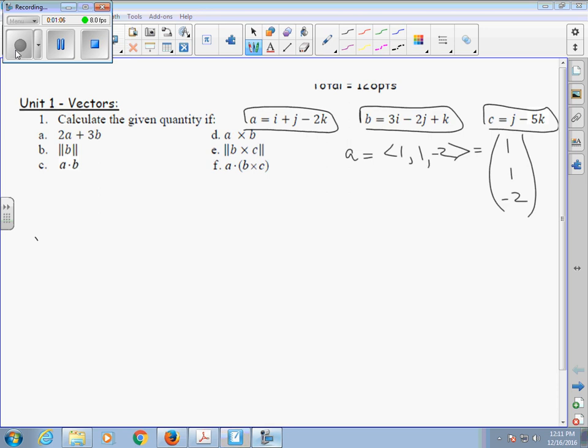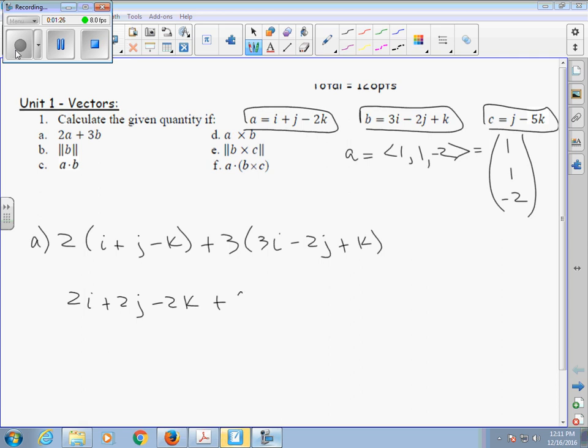Okay, A is saying we are going to take 2 times A, which is I plus J minus K, plus 3 times B, which is 3I minus 2J plus K. You're going to do this in linear combination form. So the 2I plus 2J minus 2K distributed in, plus 9I minus 6J plus 3K. And then you're just adding variables.